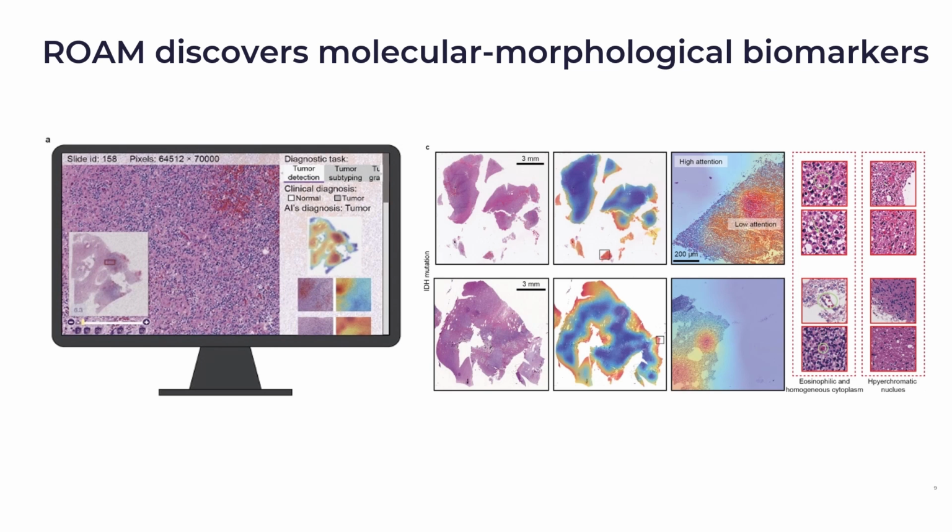From high attention regions, the pathologists identified 2 distinct morphological features associated with gliomas harboring IDH mutations. These new biomarkers allow for the determination of IDH mutation status without the need for DNA sequencing, which is especially valuable in settings where molecular testing is unavailable. Incorporating these features into diagnostic standards could enhance accuracy and may improve patient prognosis.